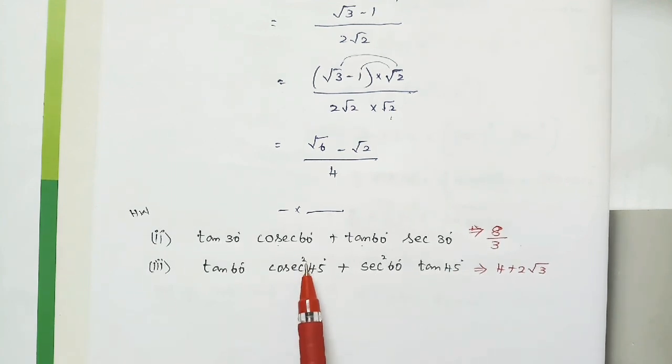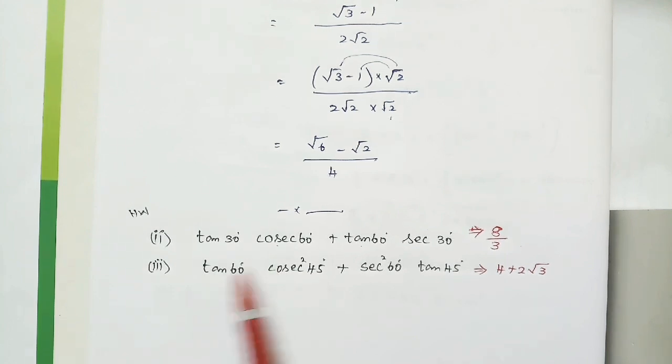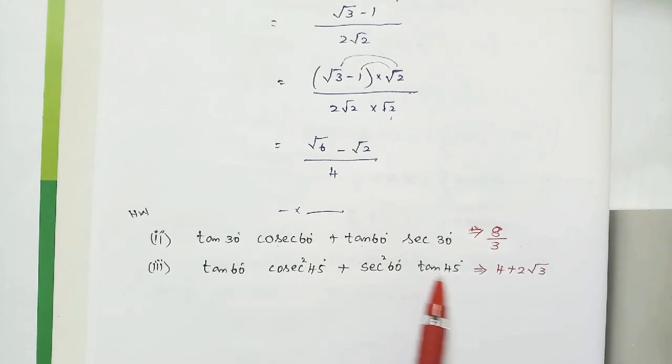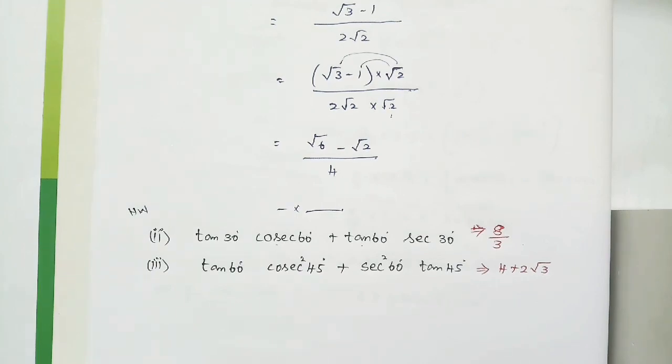So first we want to apply the square. Substitute the value of cosec 45, apply the square and then multiply with the tan 60 degree value. Same thing here also: write the value of sec 60, apply the square, then multiply with the tan 45. The final solution is 4 plus 2 root 3, right?